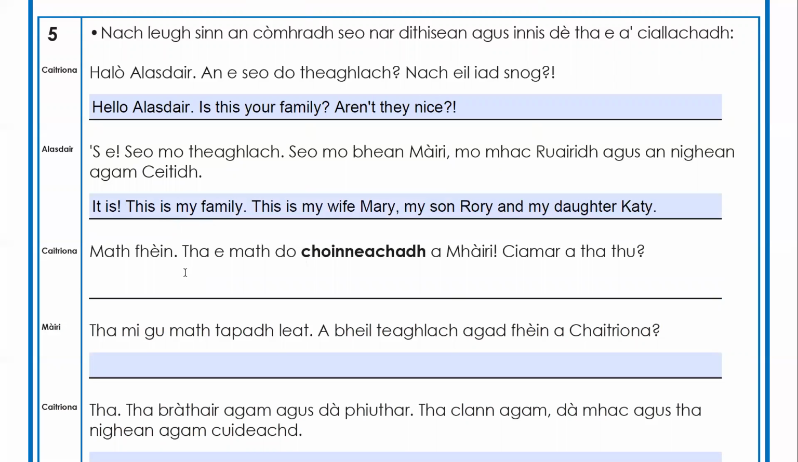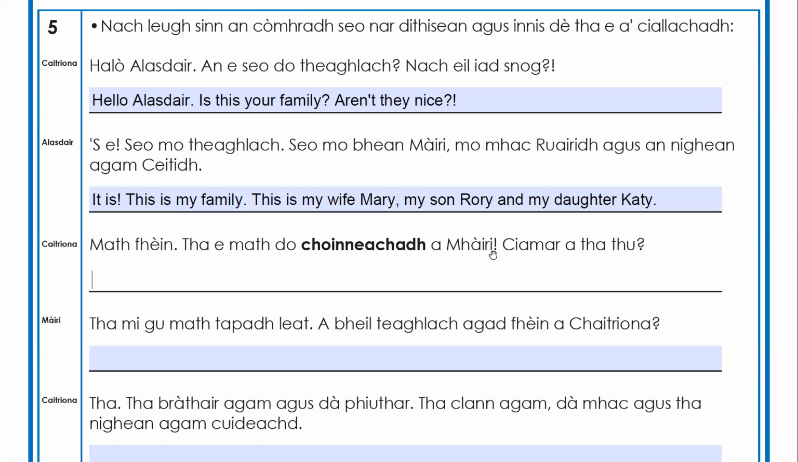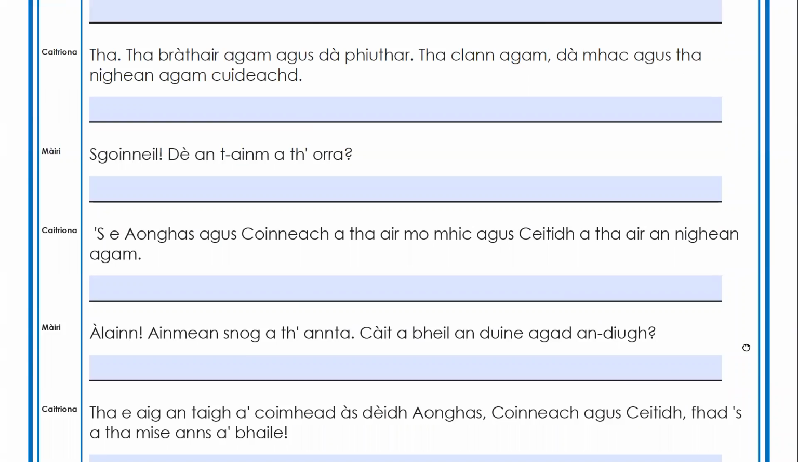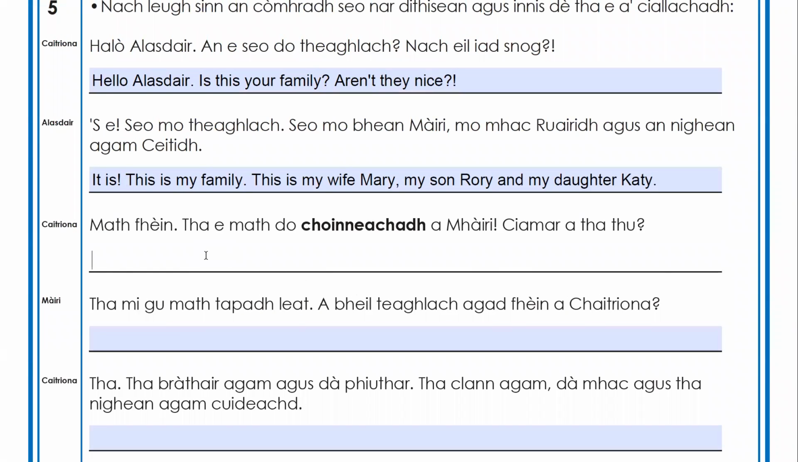Tha math, tha mi toilichte coinneachadh ri Mairi, ciamar a tha thu? So we'll see coinneachadh, we've not seen before. Toilichte coinneachadh, good to meet you. Tha math, very good or excellent. Tha mi toilichte coinneachadh ri Mairi, it is good to meet you, Mary. Ciamar a tha thu, how are you?